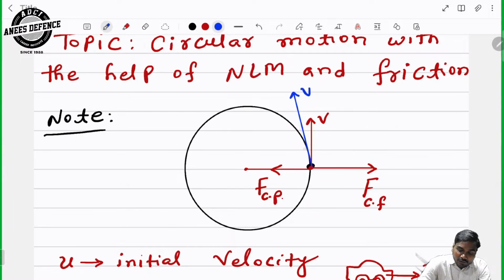Again, at that point, force will act towards the center. Again, the object will neither move towards the center nor along the direction of linear velocity. Again, the object will move in the resultant direction, right? And that will make a perfect circle. And that type of motion is known as circular motion.